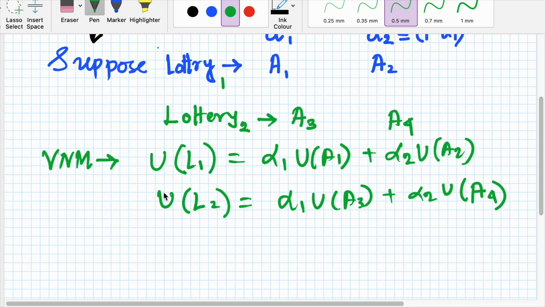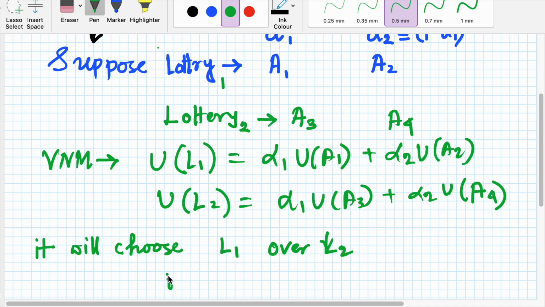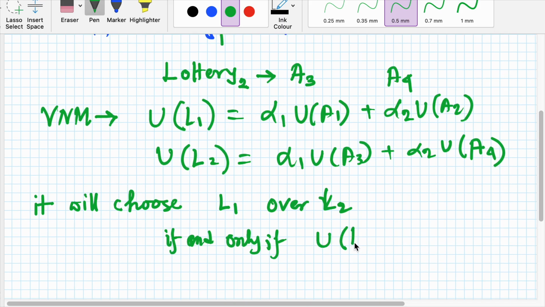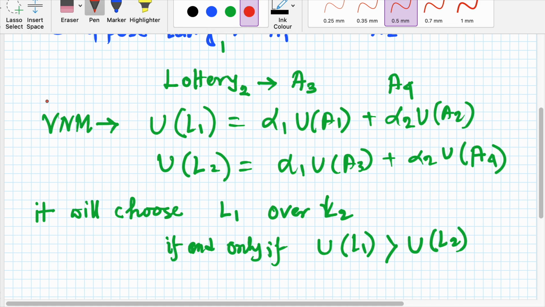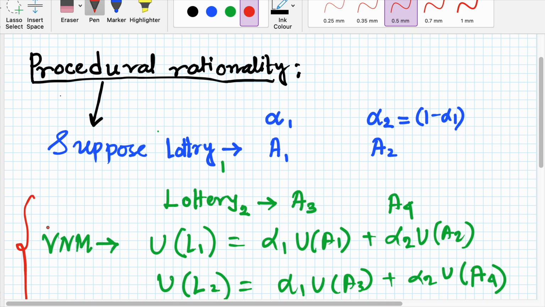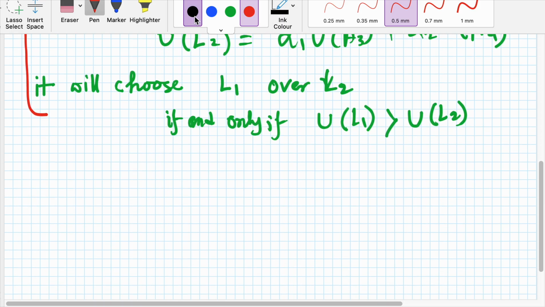Now a VNM rational agent will compare between these utilities. It will choose L1 over L2 if and only if U(L1) is greater than U(L2). This is the case of the VNM rational agent. Now the case of the procedurally rational agent.